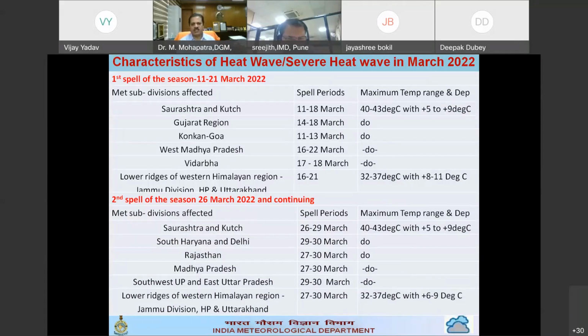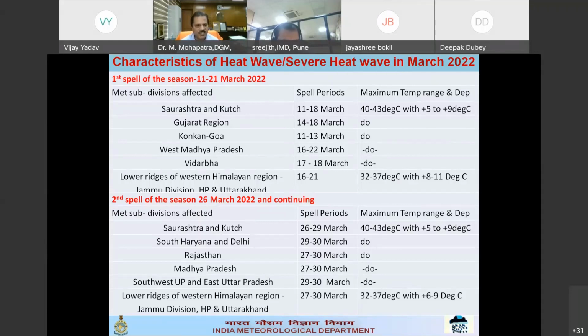During 11 to 21 March, it initially developed over Saurashtra and Kutch and Konkan and Goa, and gradually extended to other regions. The temperatures were +5 to +9 degrees Celsius over these regions at that time, with absolute values becoming 40 to 43 degrees Celsius. Of course, in hilly regions, it was 32 to 37 degrees Celsius.